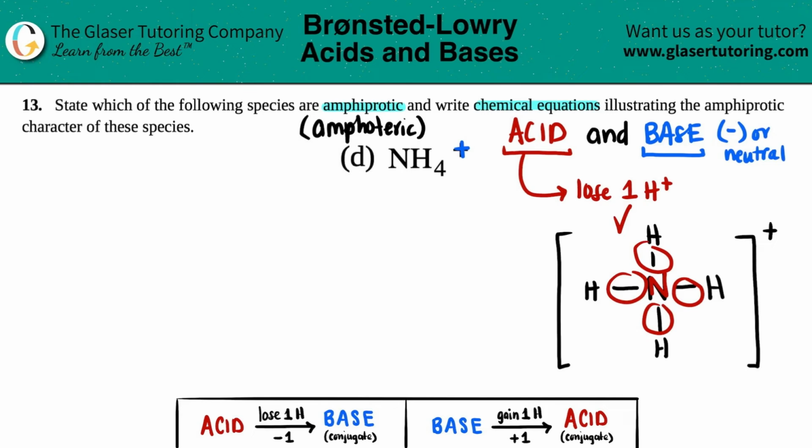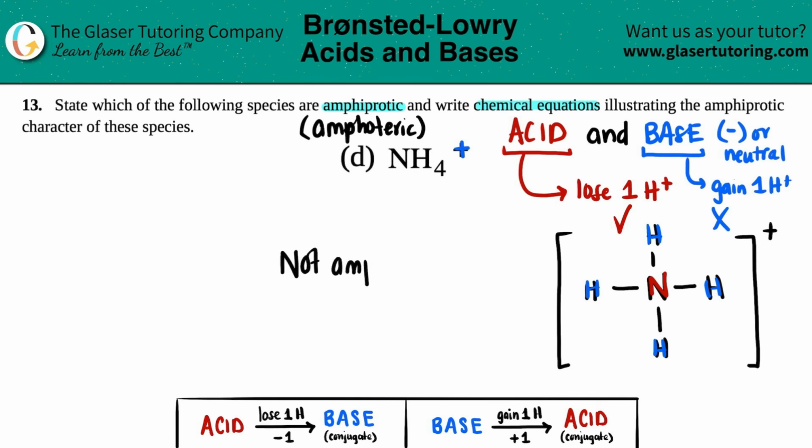2, 4, 6, 8. Now, if it's acting as a base, that means it's going to accept a hydrogen, gain 1 hydrogen. So all these 4 hydrogens have to stay, but the nitrogen has to somehow gain another hydrogen. And if that's the case, this nitrogen has 2, 4, 6, 8, 10 electrons. That's way too many. So it's not possible for this nitrogen to accept another hydrogen bound to it. All right? So this one, can it be a base? No. And because that's the case, this is not amphiprotic or amphoteric. It has acidic properties, but it cannot act as a base.